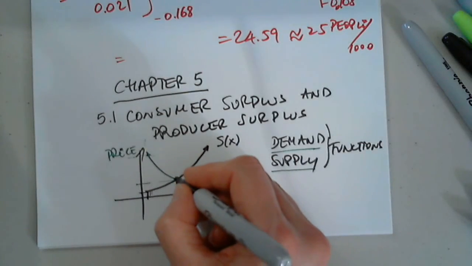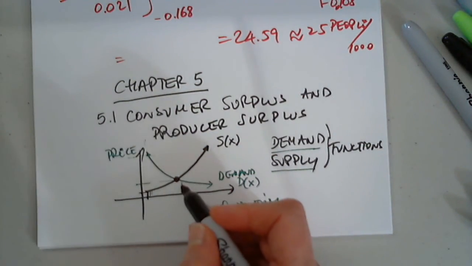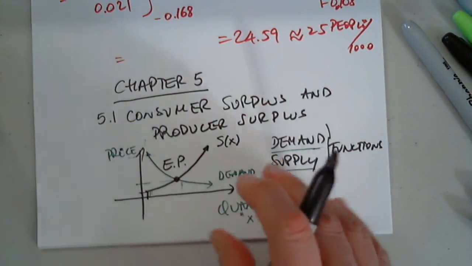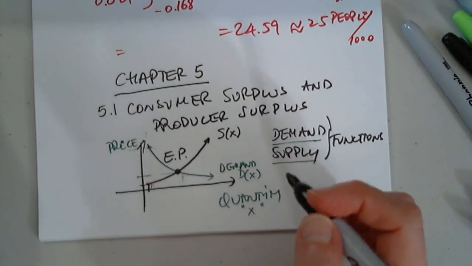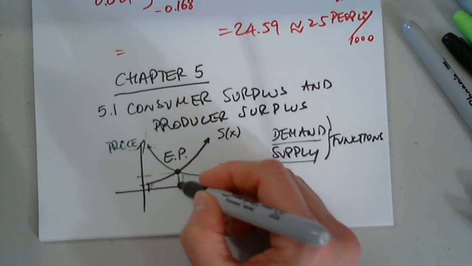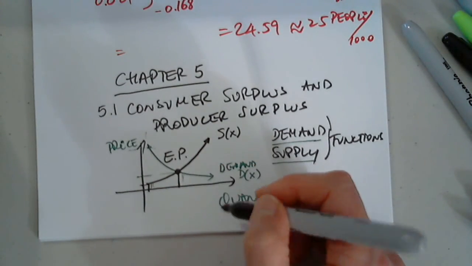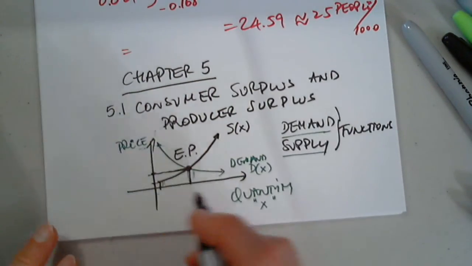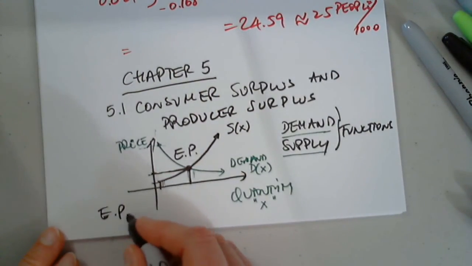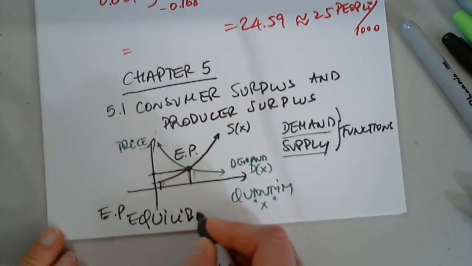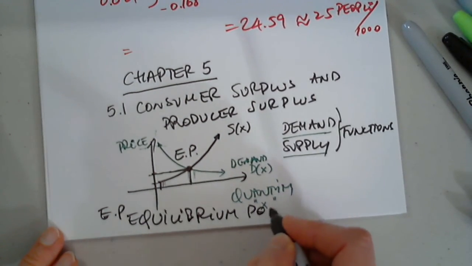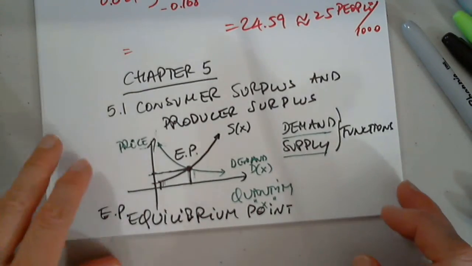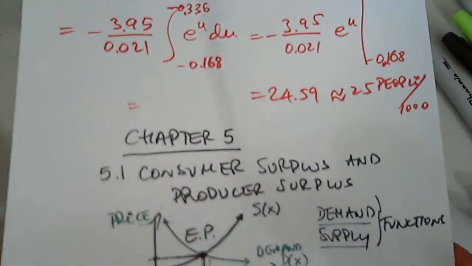These two functions cross at the point that is called EP, equilibrium point, where everyone is sort of happy. We are happy, they're happy. So this is what is called equilibrium point, EP. When everyone is okay. Okay. Now what happens next?